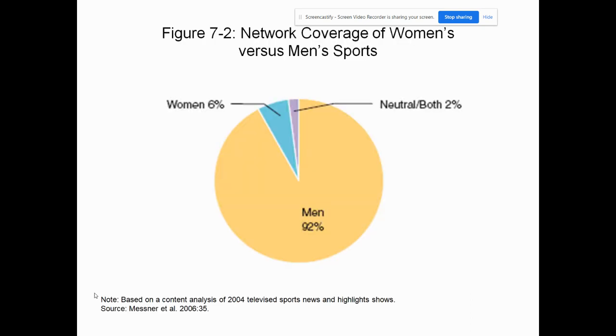So this pie chart looks at network coverage of women versus men's sports. And again, the numbers are pretty glaring. 92% is sports coverage of men's sports.